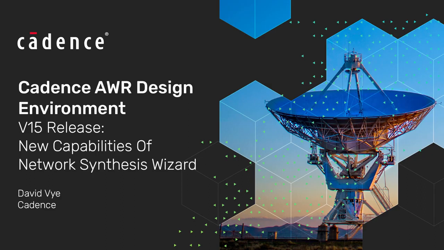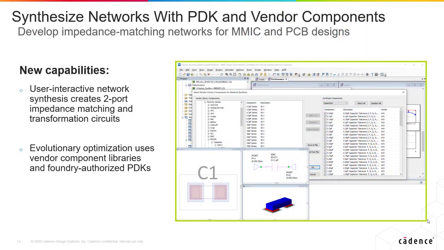And today I'm going to be talking about new enhancements to our network synthesis capability in AWR Design Environment version 15. The new capability allows engineers to develop impedance matching networks for MMICs or RFPCB designs, to synthesize those networks with process design kits or components from our vendor library. So let's check out these new features by launching the software and looking at the network synthesis in a live demo.